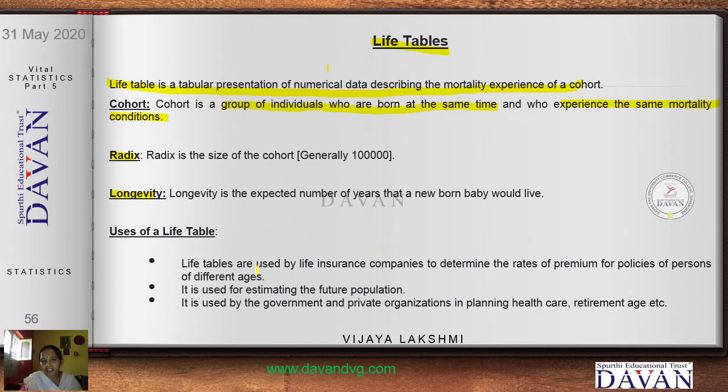For example, it can be constructed based on different races or based upon the sex or even based upon the occupational groups. So basically, the life table is a tabular presentation of numerical data describing the mortality experience of a cohort. Now, what is cohort? Cohort is a group of individuals who are born at the same time and who experience the same mortality condition.